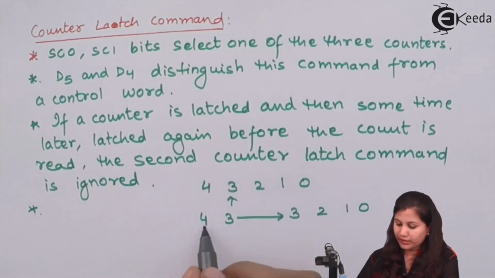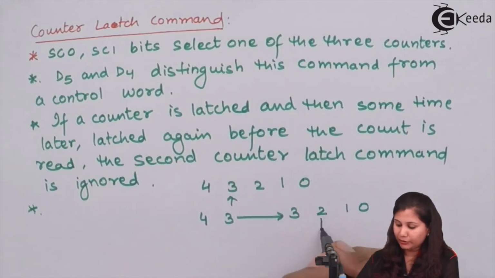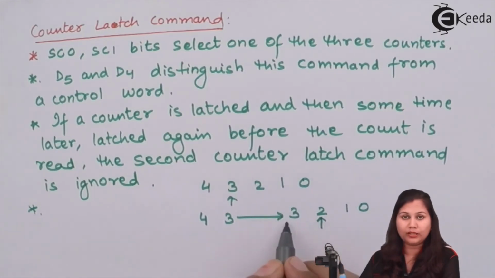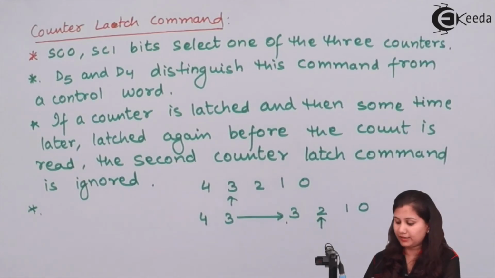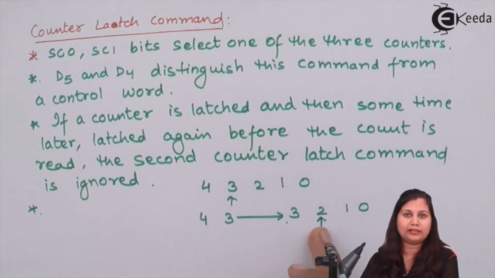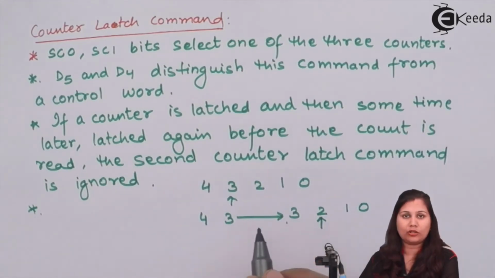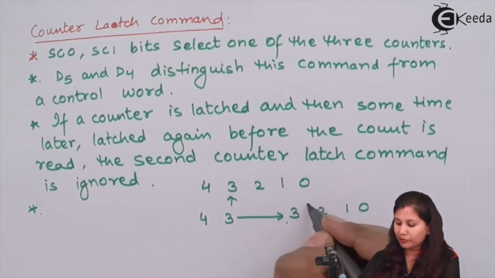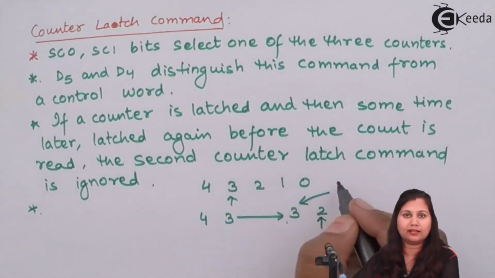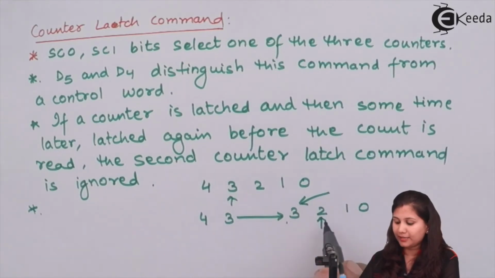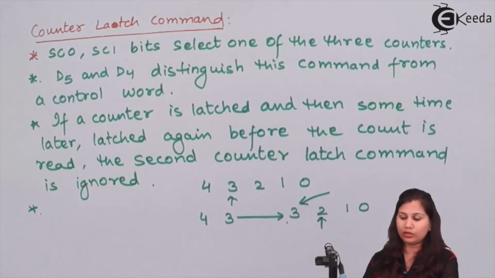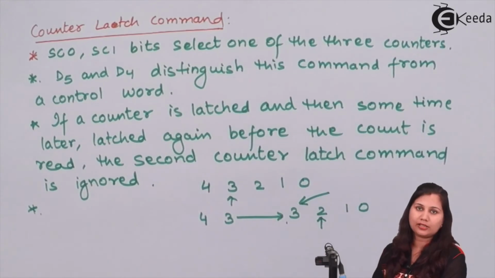So this is 4, then 3, then it is latched, and again suppose at 2 it is latched again. If this latched value 3 is not read by the microprocessor, then this second latch command is ignored. Once the timer has latched the output of the counter, the microprocessor has to read this latched value, otherwise the second latch command will be ignored and the counter will not be latched again.